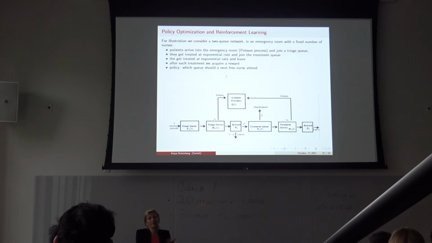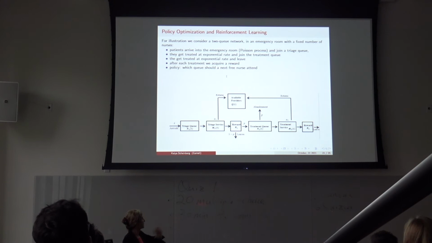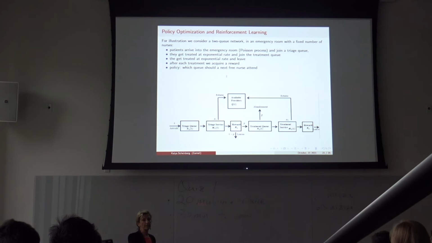So what's the state of the system? We call it, very simply, the number of people. There might be other parameters there, but we just look at how many people are in each queue. And depending on how many people are in each queue, we want to have a function that tells us what to do.